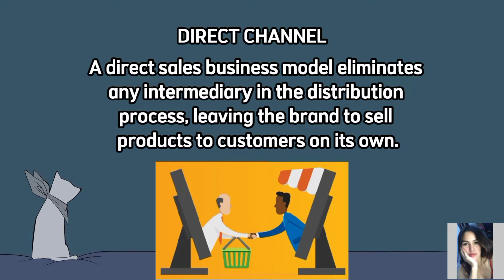Isang halimbawa rin yung mga high-end brands like Gucci, Louis Vuitton, Prada, or yung mga sasakyan din like Honda or Toyota. So yung mga customers ay nagpupunta sa kanilang store to purchase their product. Dahil karaniwan din ng mga companies na may direct distribution channels are the ones that sells inexpensive goods.